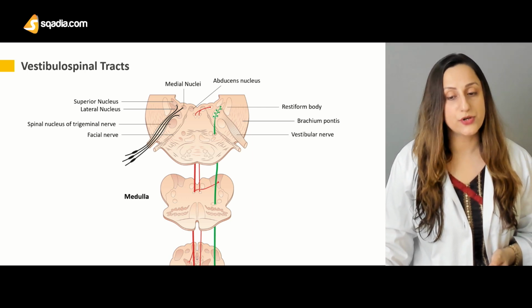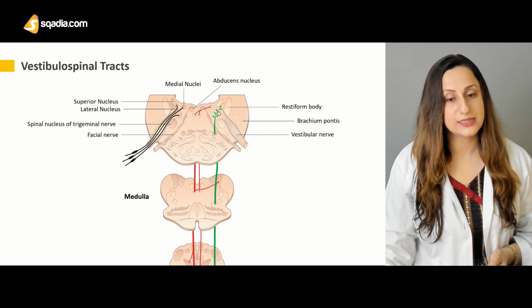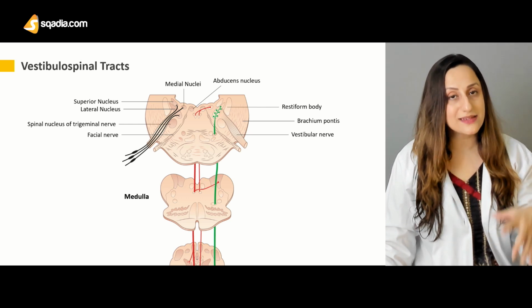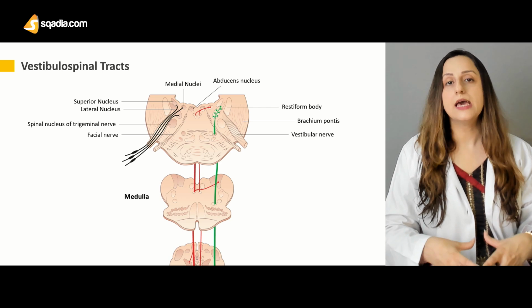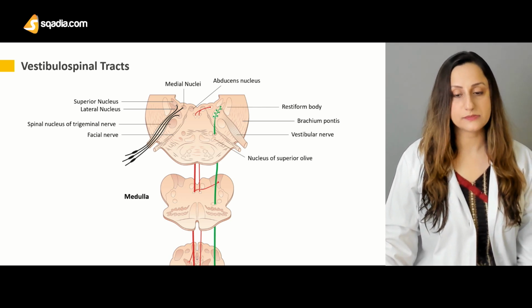So this is the vestibular nerve, which is basically bringing the sensory information towards these vestibular nuclei. And from there on, the descending tracts are going to descend down the information regarding the balance and the posture of an individual as well.